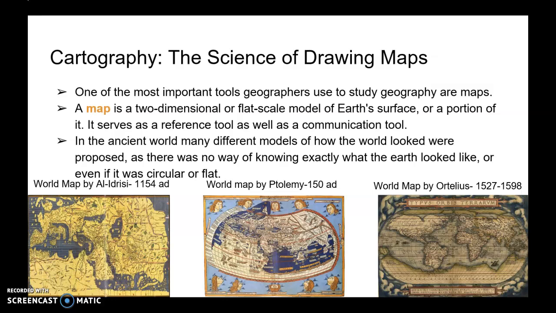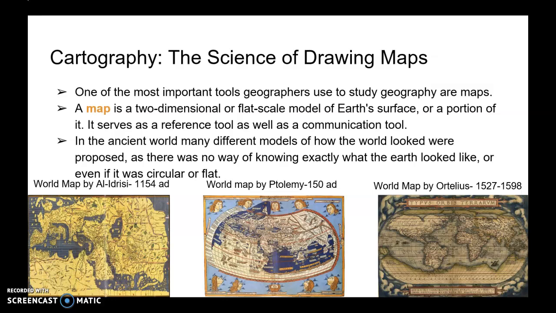A map is a 2-dimensional or flat-scale model of Earth's surface, so there are some shortcomings to that because it isn't quite the appropriate shape to show us what Earth's surface looks like, but it's the best way to get that on a flat surface. It can serve as both a reference tool as well as a communication tool. When we think about it as a reference tool, typically we're utilizing it for something. We want to get from one place to another.